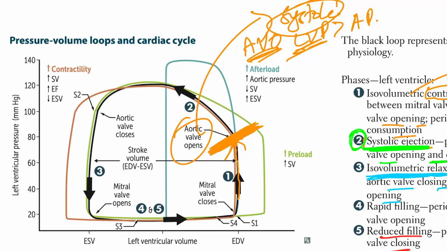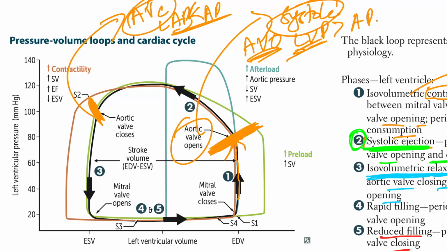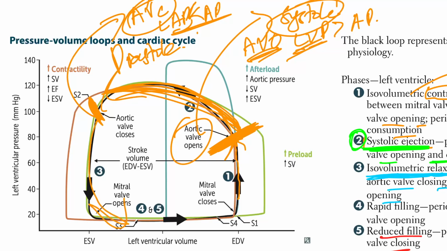Okay, and this closure of the aortic valve, let's talk about this one now. The aortic valve would close at the end of the ejection, when the left ventricular pressure decreases below the aortic pressure, and this is the diastole. So systole is all this area, and after closure, this is going to be your diastole.